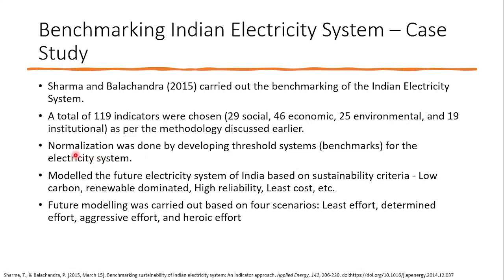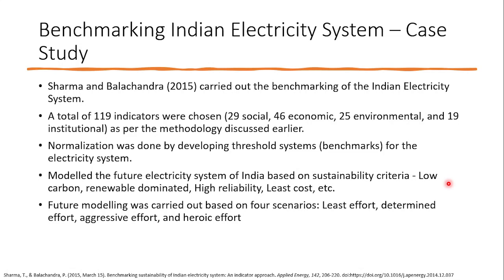We have, of course, the normalization, which, if you recall from the first lecture, I'll also talk about in the next slide. Normalization was done by developing threshold systems, that is, benchmarks for the electricity system. And they didn't stop at that. They modeled the future electricity system of India based on sustainability criteria, in 4 scenarios.